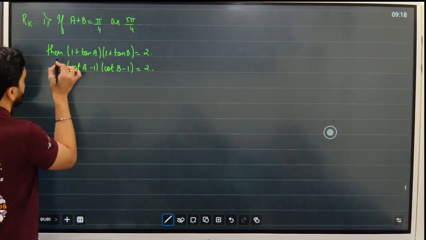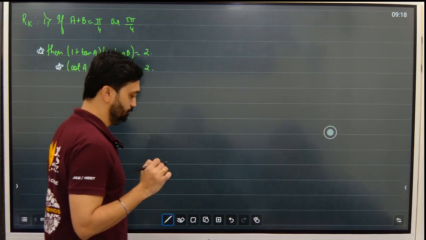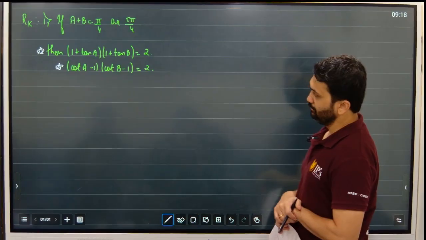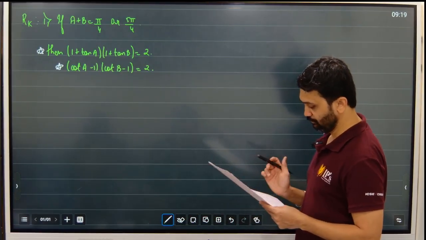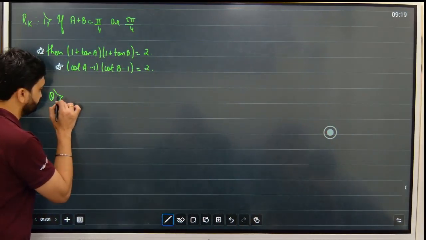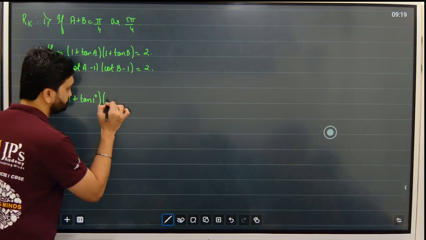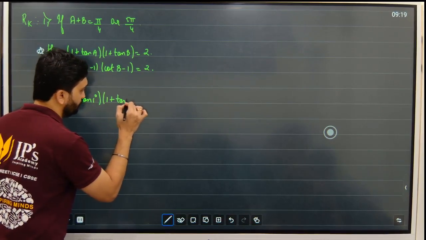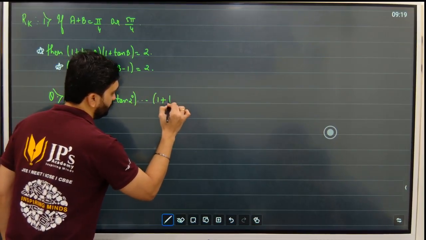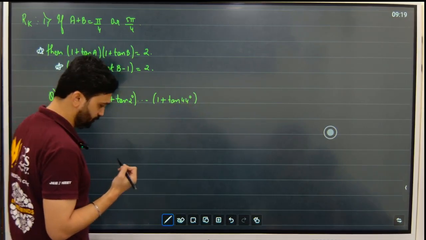So these are two things that you need to understand: that (1 plus tan a) into (1 plus tan b) is always equal to 2, and (cot a minus 1) into (cot b minus 1) is equal to 2. For example, if I have a question: (1 plus tan 1 degree) (1 plus tan 2 degree), up till (1 plus tan 44 degree).